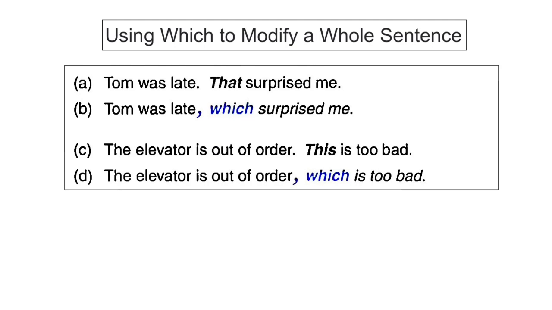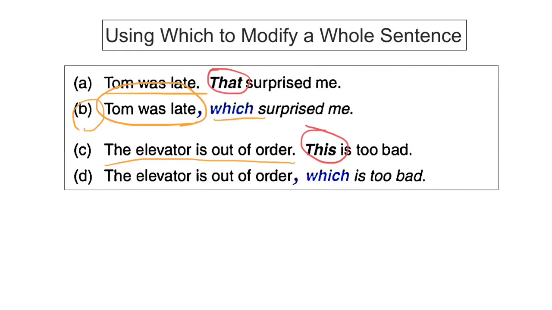Now we'll continue the discussion to using which to modify a whole sentence. The pronouns that and this can refer to the idea of a whole sentence that comes before. In A, the word that refers to the whole sentence, Tom was late. Similarly, an adjective clause with which may modify the idea of a whole sentence. In B, the word which refers to the whole sentence, Tom was late.